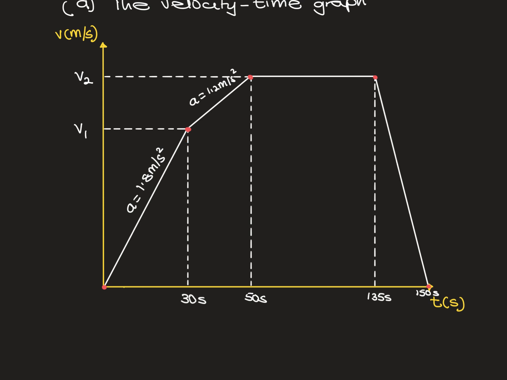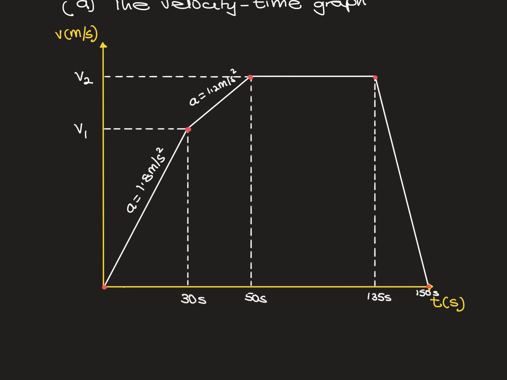It accelerates at 1.8 meters per second squared for 30 seconds, after which the acceleration is reduced to 1.2 meters per second squared for 20 seconds to attain a constant speed. It maintains that constant speed for 85 seconds, after which it decelerated to rest in 15 seconds. This is the first phase of the motion, the second phase, the third phase, and the fourth phase of the motion.